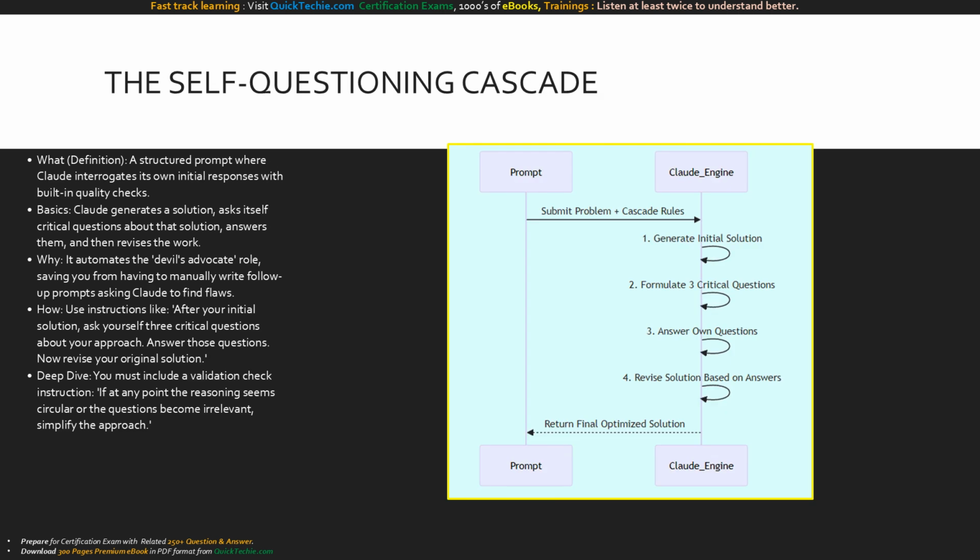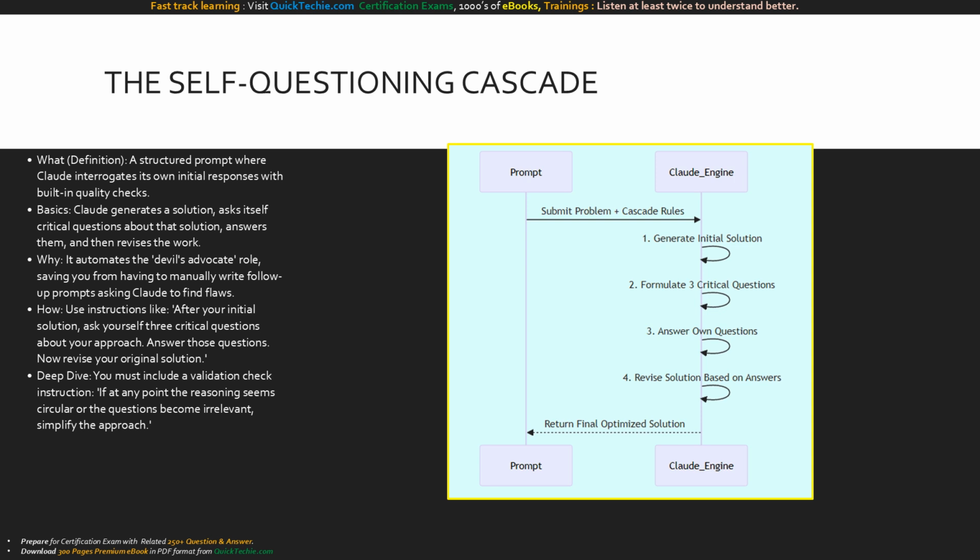A highly effective subset of recursive thinking is the self-questioning cascade. This technique makes Claude interrogate its own responses by building quality checks directly into the prompt. Normally, you would ask Claude for a solution, read it, find a flaw, and write a second prompt asking Claude to fix it. The self-questioning cascade automates that entire loop.